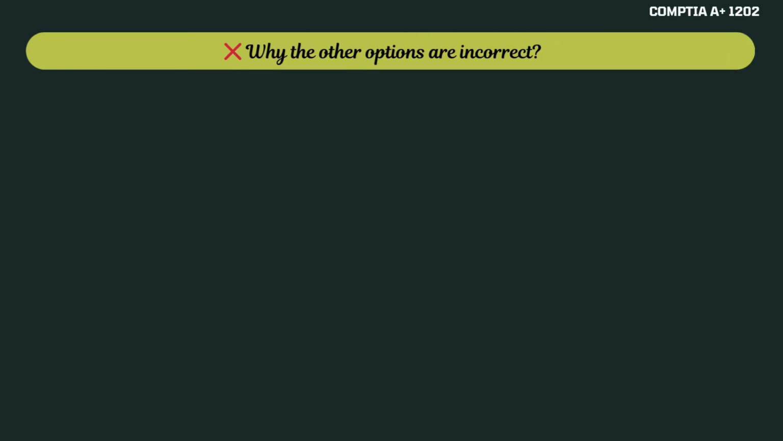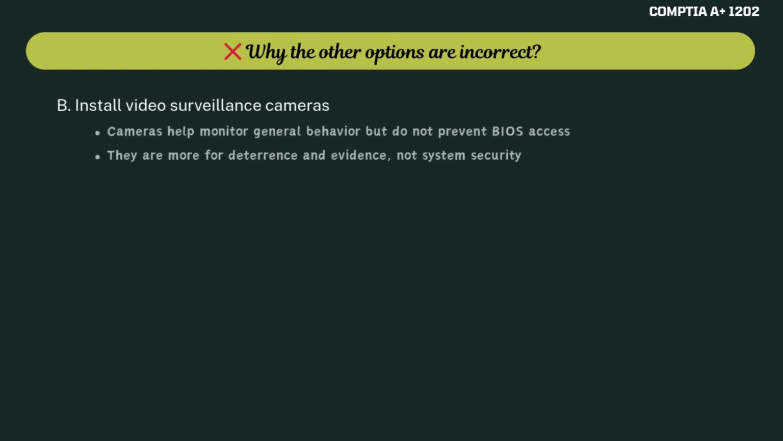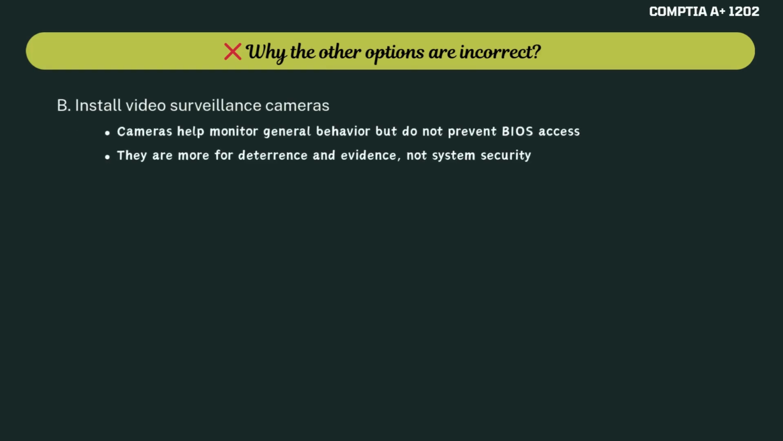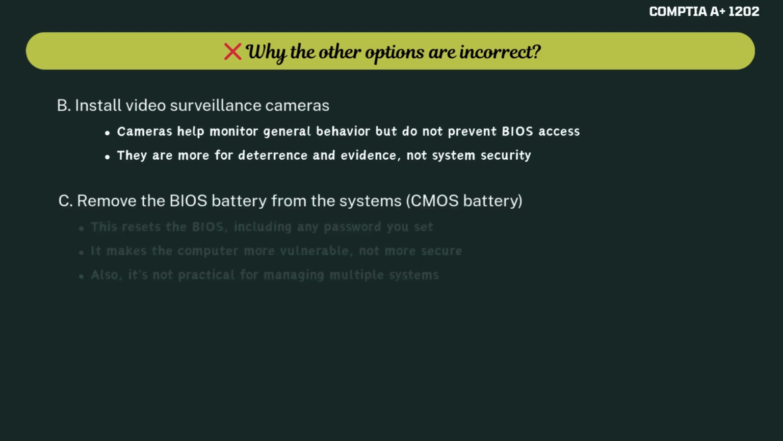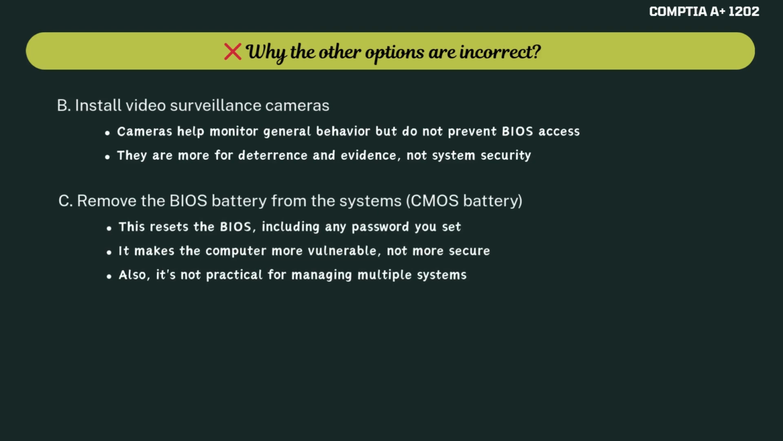Why the other options are incorrect. B. Install video surveillance cameras. Cameras help monitor general behavior but do not prevent BIOS access. They are more for deterrence and evidence, not system security. C. Remove the BIOS battery from the systems. This resets the BIOS, including any password you set. It makes the computer more vulnerable, not more secure. Also, it's not practical for managing multiple systems.